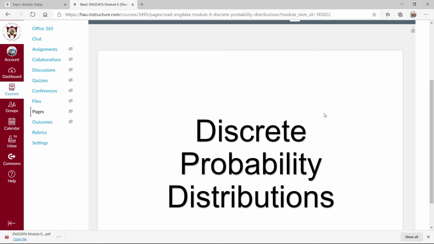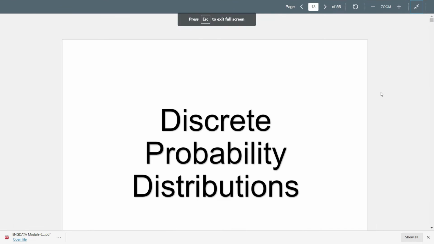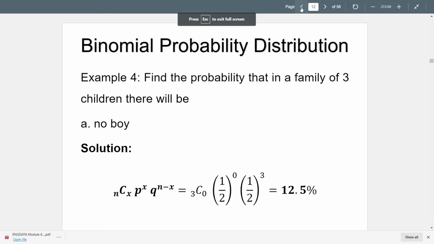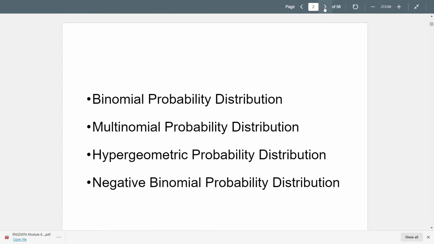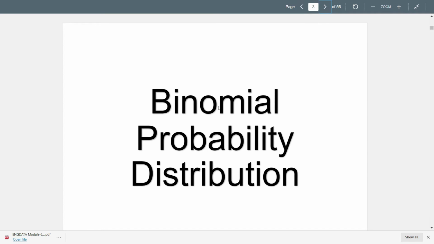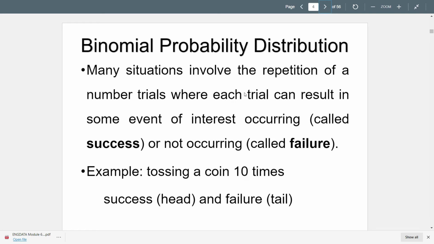So this is the topic about discrete probability distributions. I'll just proceed with the first speech. So, discrete probability distributions. There are some given here: binomial, multinomial, hypergeometric, negative binomial, of course geometric, and then Poisson probability. Let's first discuss the binomial probability distribution.